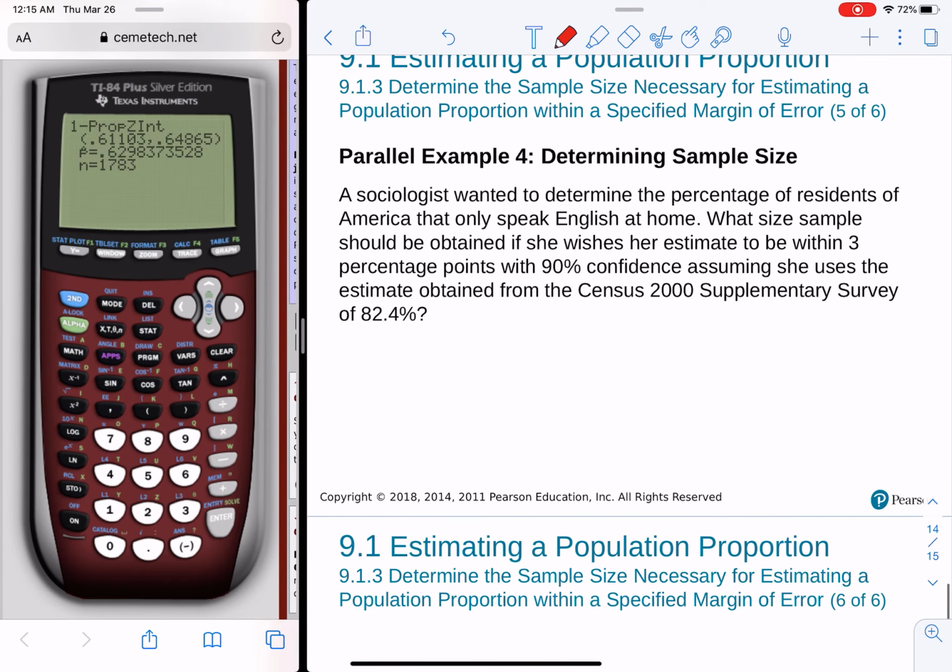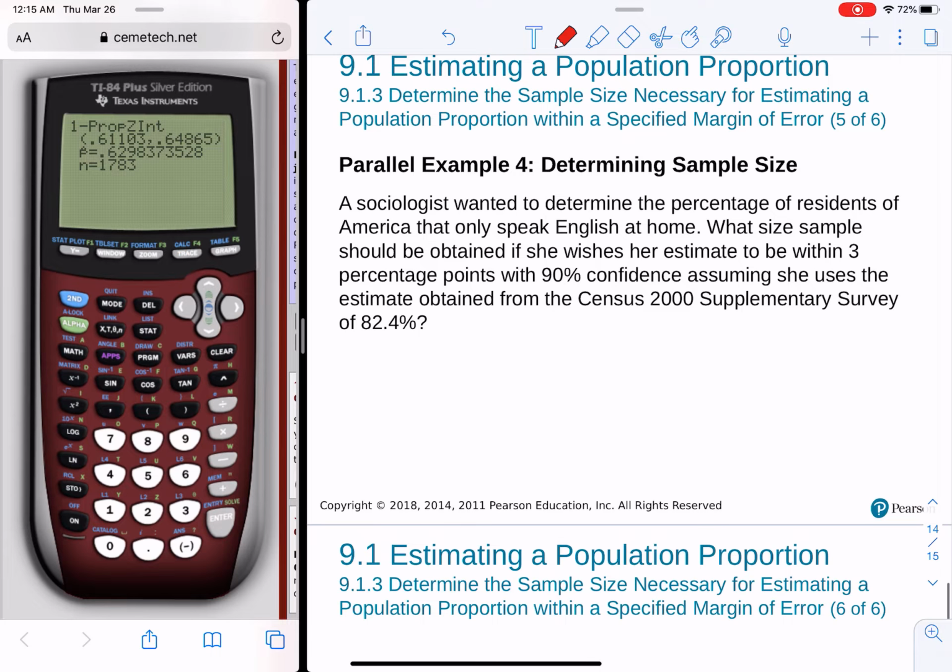So a sociologist wanted to determine the percentage of residents of America that only speak English at home. What size sample should be obtained if she wishes her estimate to be within 3 percentage points with 90% confidence, assuming she uses the estimate obtained from the 2000 supplementary survey.